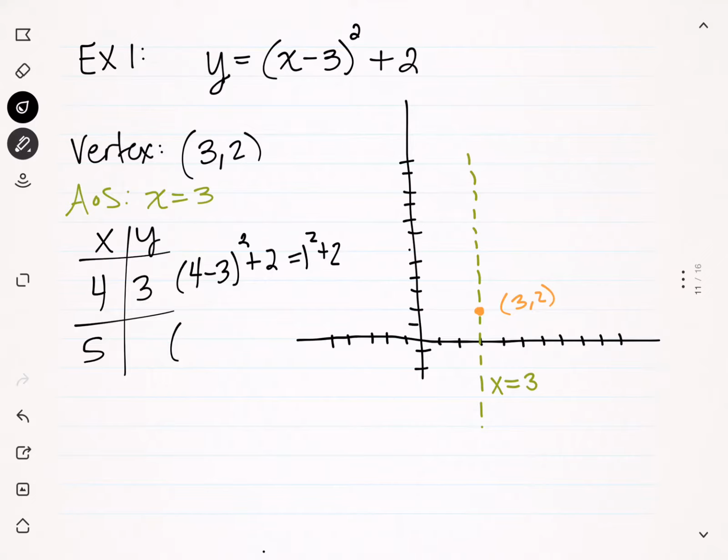And then plugging in 5: 5 minus 3, quantity squared, plus 2. So 5 take away 3 is going to be 2 squared. So 2 squared is 2 times 2, which is 4, plus another 2, which is 6. So we plug our numbers in, we've found their outputs, and now we're going to plot these 2 points. So we have the point 4, 3, and we have the point 5, 6.